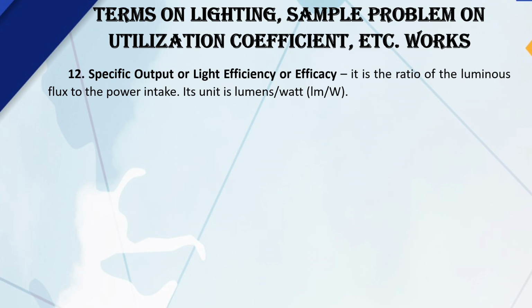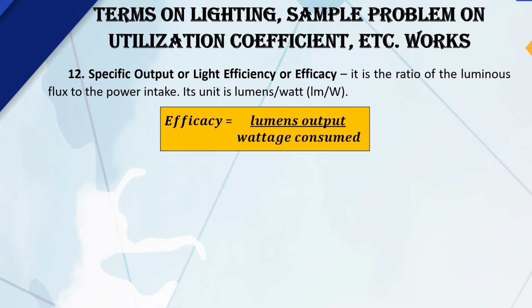It is calculated as the ratio of luminous flux in lumens to the power consumed in watts. The unit of measurement is lumens per watt, or lm per W, indicating how much light is produced for each watt of energy used, with higher values representing more efficient lighting. So this is the formula: efficacy is equal to lumens output divided by wattage consumed.